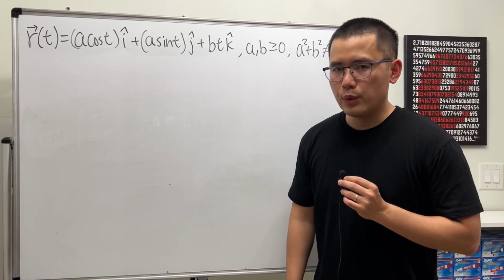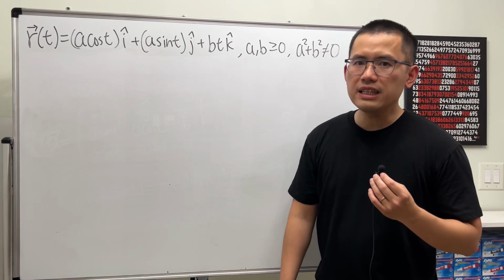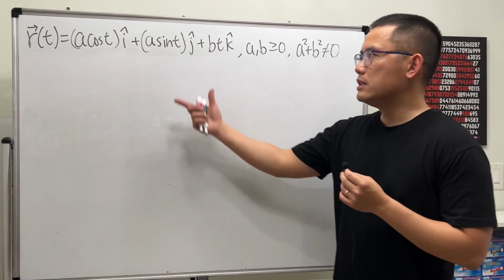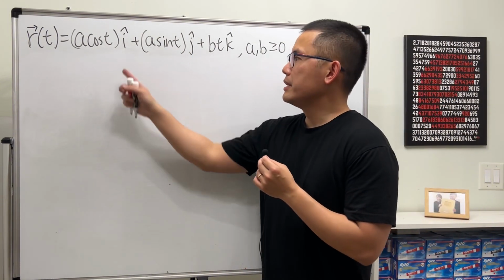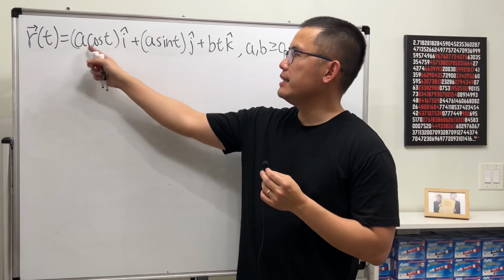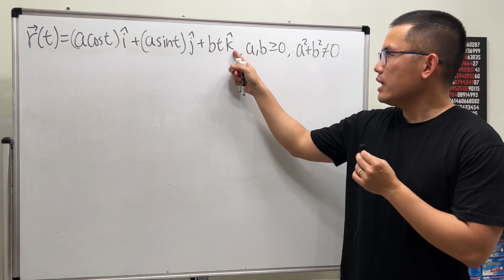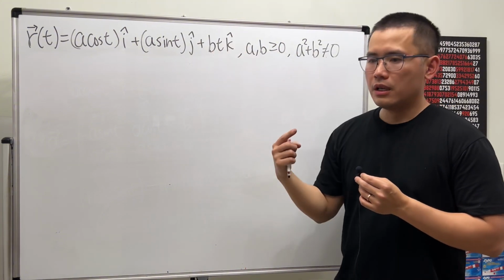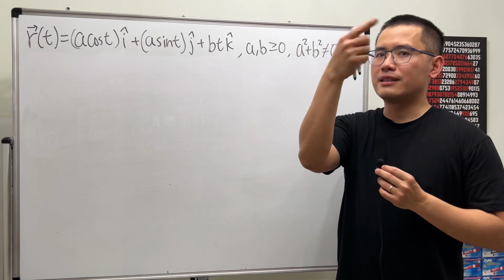Now I will show you guys how we can use the formula that we got from the other video to get the curvature for this curve. And notice this right here is just a helix because the i and j component form a circle with radius a, and then the k component, we have t to the first power times a constant b. So just imagine it goes out like this.